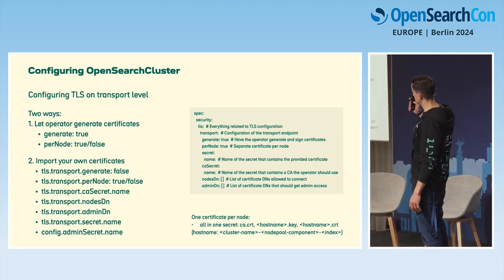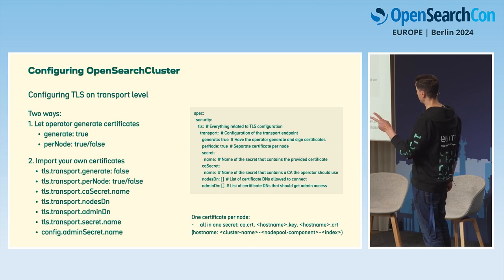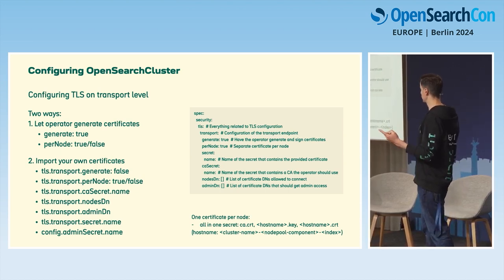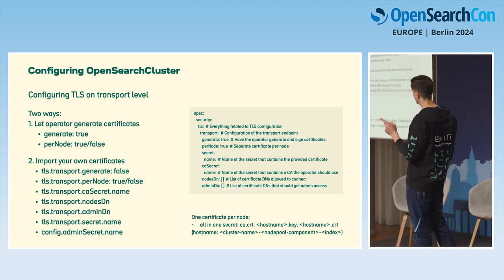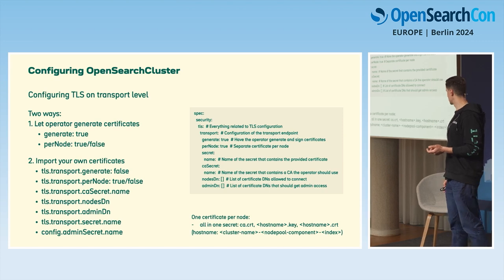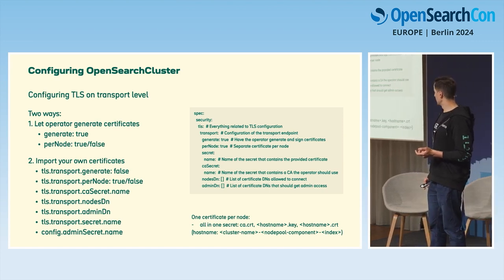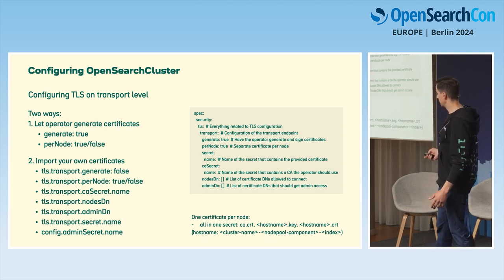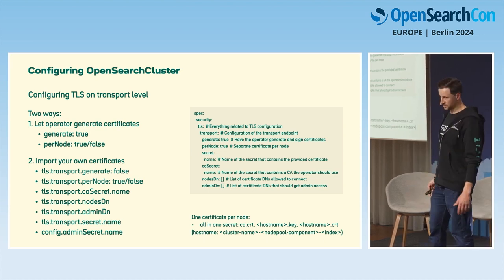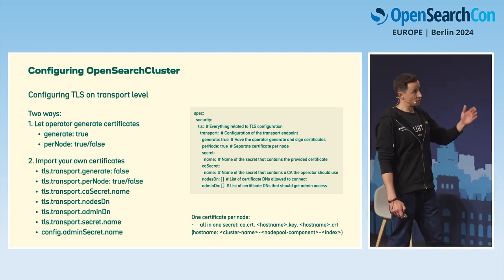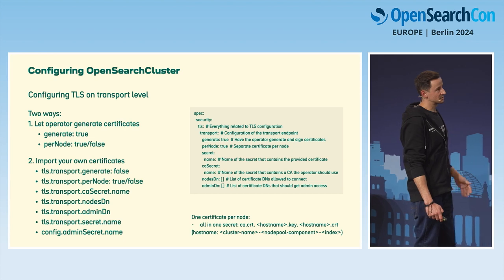If you let it generate certificates, you just need to specify 2 options. Whether you want to generate it, of course, you say yes, and whether you want it per node. This is on transport level, per node certificates, which means, of course, every node will get its own certificate. If you import your own, you have to specify the CA secret, the node's DN, because it doesn't know the node's DN, the admin DN, same very concept. And the configuration goes in the security TLS section, very straightforward.